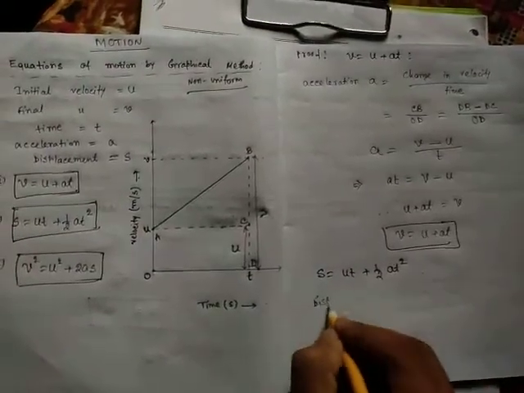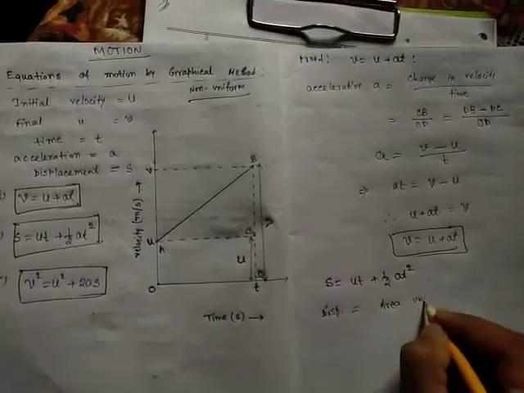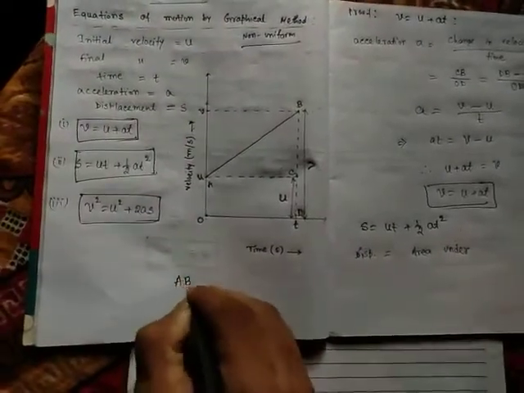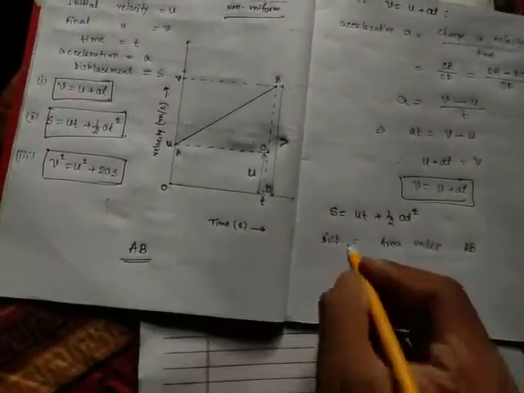Displacement is equal to the area under the curve. Area under the curve. Here, what is the curve actually? AB is the actual curve. So the area under AB represents the displacement. Yes or no?